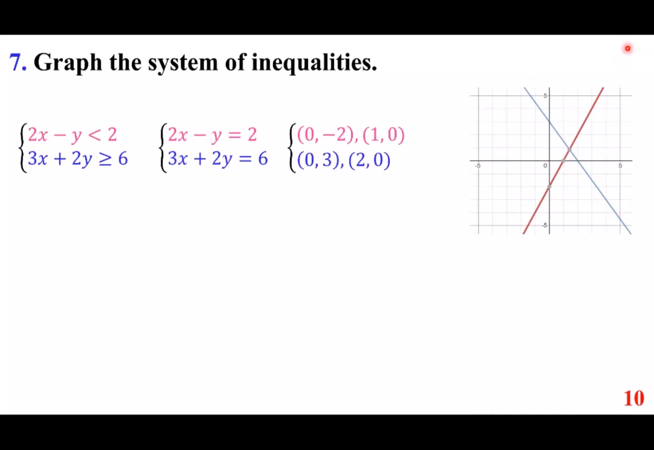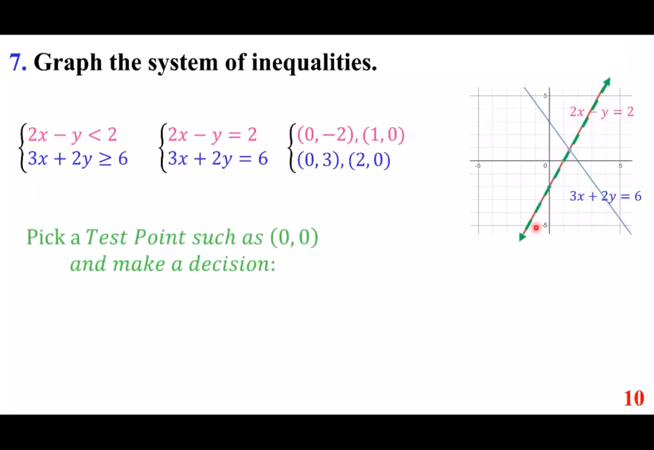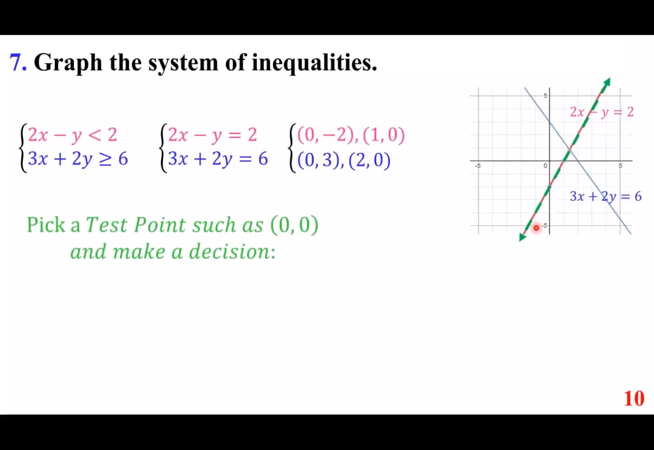So first and foremost, we write the equation of the lines. Those are the lines, not the inequalities. And if you go back to this, this has the equality, the blue one, so it's solid. This doesn't have the equality, so it's a dashed line. The very first thing, make the red line a dashed line. Then you pick up a test point such as 0, 0.